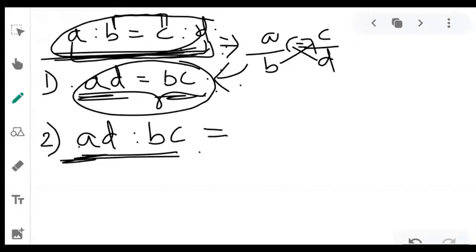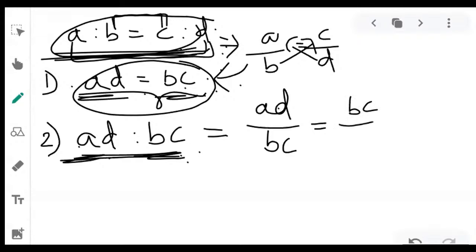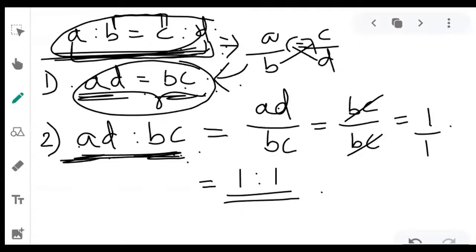Then what is the ratio of AD is to BC? What can I write this as? AD by BC, right? In AD by BC, what is AD equal to? BC again, right? So it's both the same. So that is equal to 1 by 1. So AD is to BC is equal to 1 is to 1. Can I say that? Bhavani, does it make sense? Yes, ma'am.